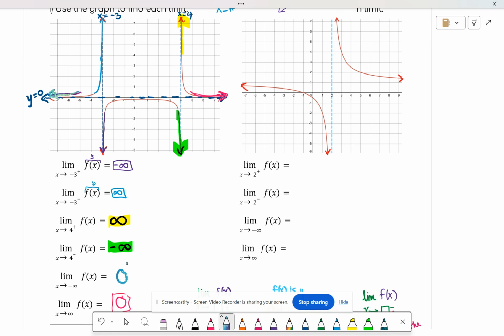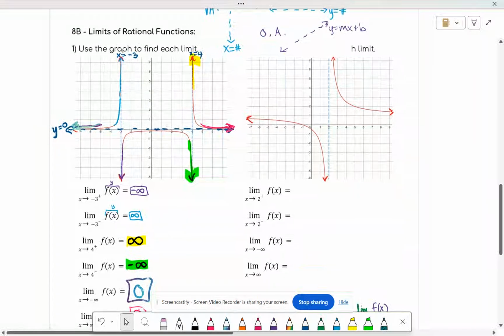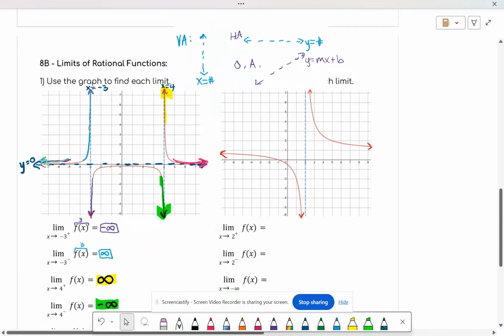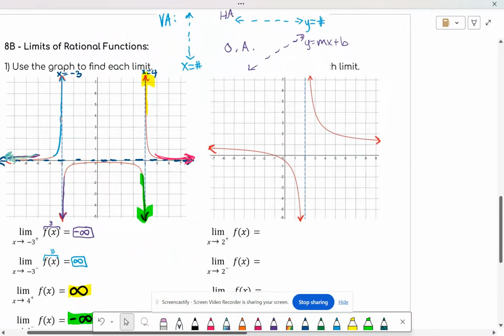Okay, so I hope that helps you understand the limits. So for number two, which I don't know what happened to the 2, I must have put a picture over it. For number 2, we are going to again label the vertical asymptote with the x equals whatever number equation.